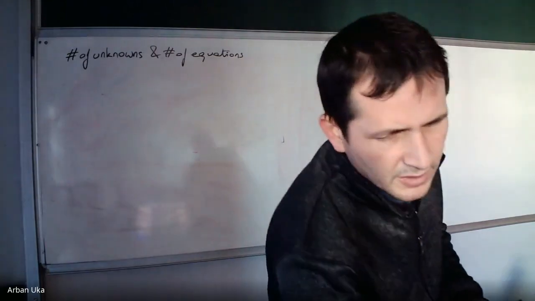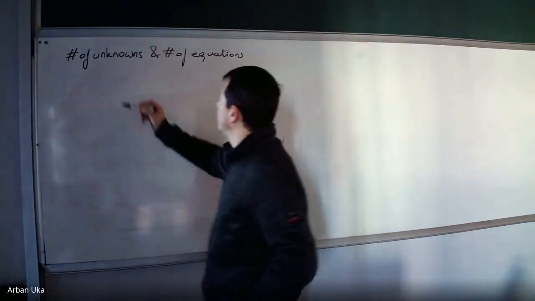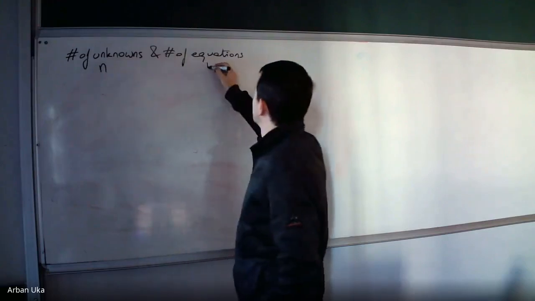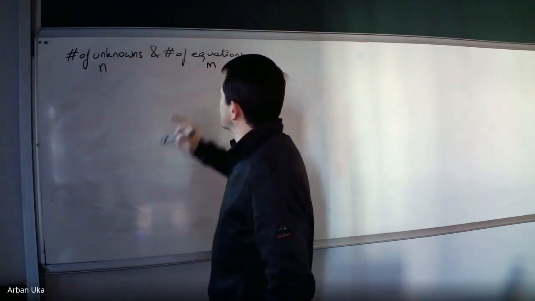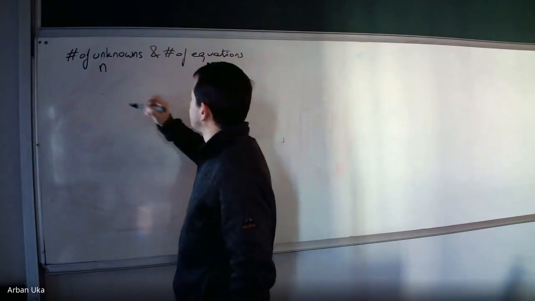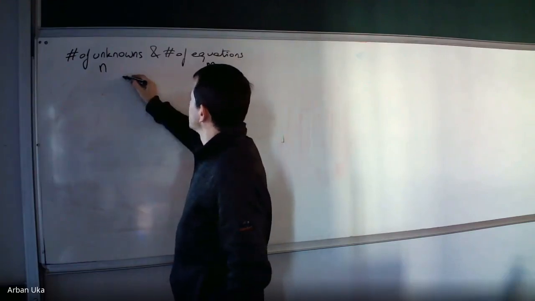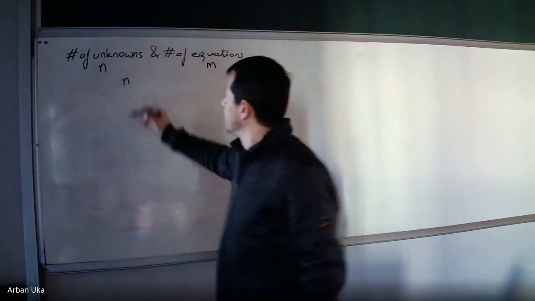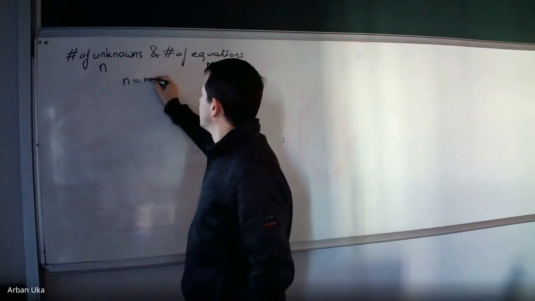So let the number of unknowns be n, and the number of equations be m. To get the unique solution, n has to be equal to m.